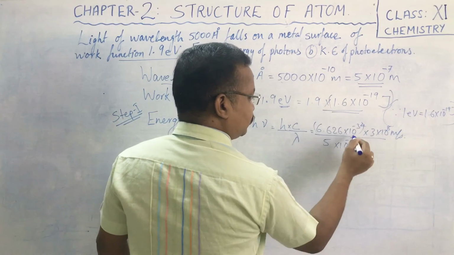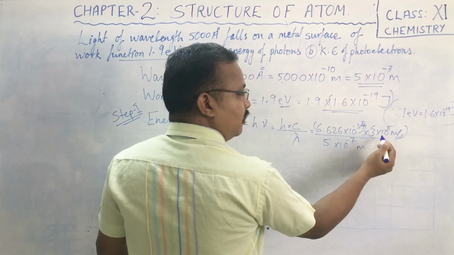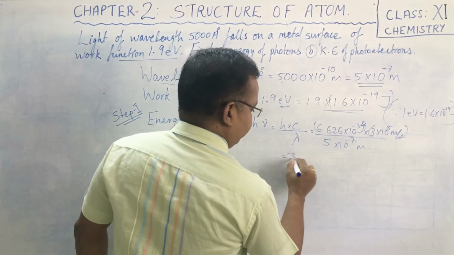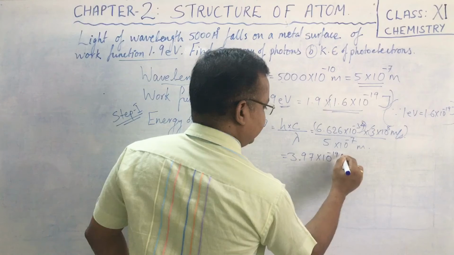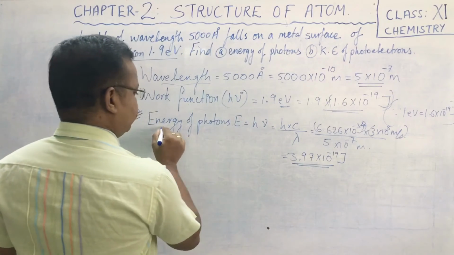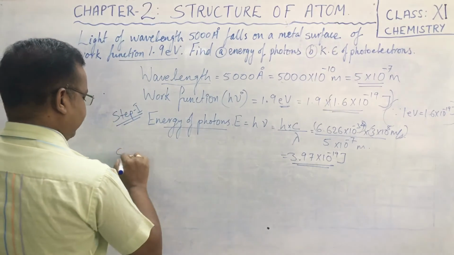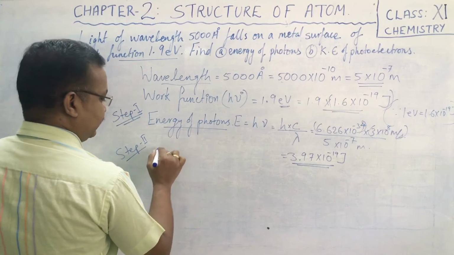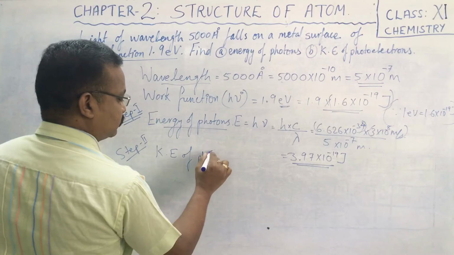Okay, this is our Planck's constant, and this is our velocity of light, that is equal to 3.97 into 10 raised to minus 19 joules, which is the energy of photons. Now what we have to find out? In step 2, we have to also find the kinetic energy, KE, of photoelectrons.